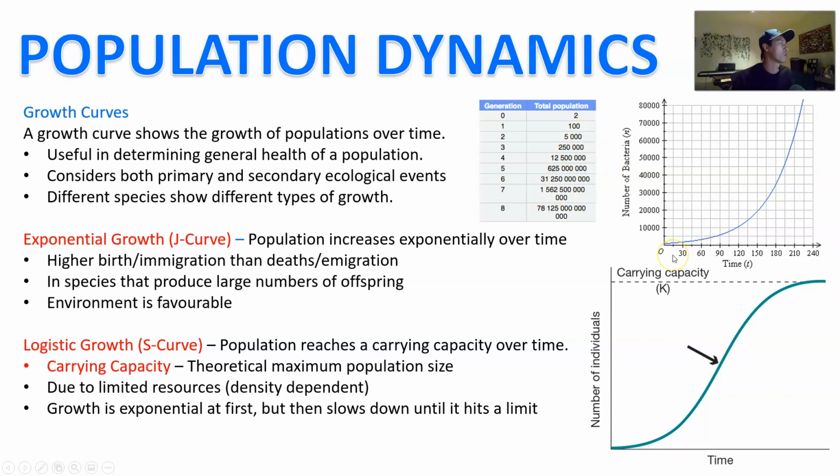Bacteria is a really good example of exponential growth, right? If you leave bacteria alone, every 20 minutes, they will become 1 to 2, 2 to 4, 4 to 8, and then it's exponential in its growth because every generation doubles. And it has this kind of J curve shape that goes upwards like this, right? That exponential increase usually is represented by higher birth and immigration compared to death and emigration. And in species that produce large numbers of offspring, you're going to expect exponential growth.